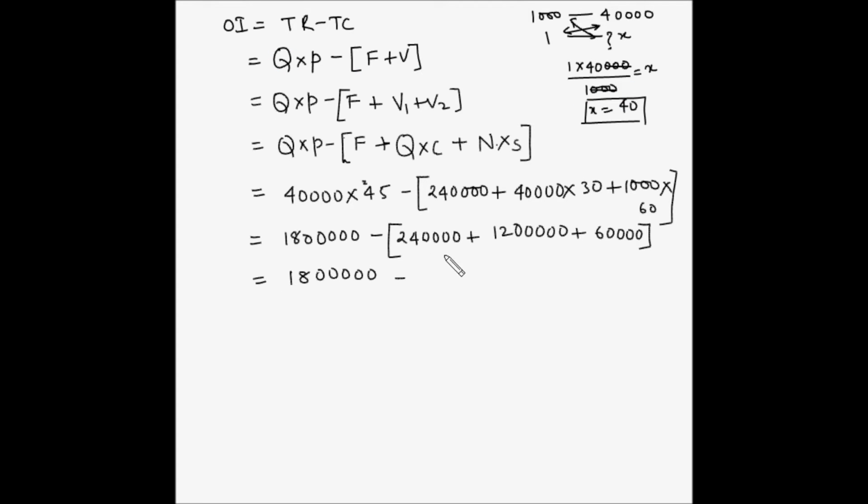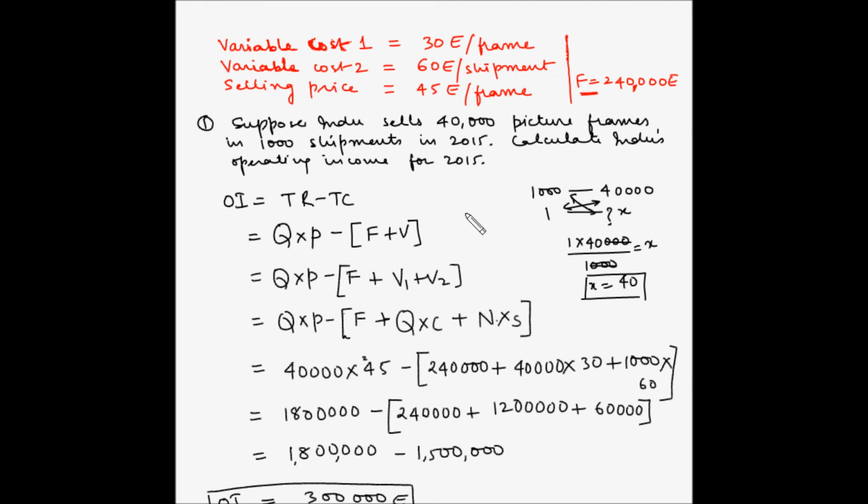1,800,000 minus. So let's add these terms in the bracket. So the total comes out to be 1.5 million. 1,500,000. And this is 1.8 million. So the difference is 300,000 euros. So this is the operating income if there are 1,000 shipments. Now let's take the second case, which is suppose Indu sells 40,000 picture frames in 800 shipments.